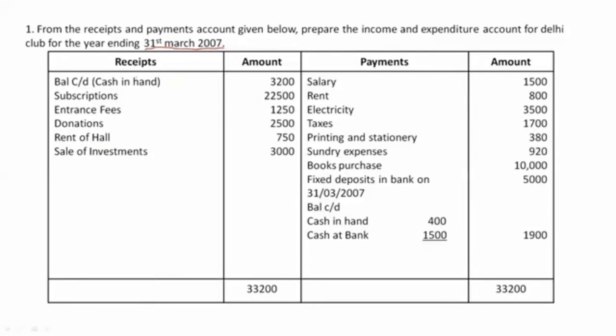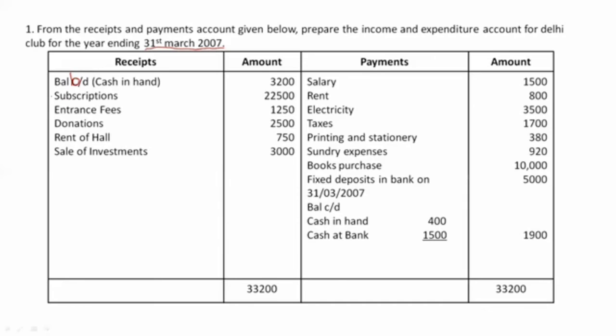You just have to remember 2 points: only current year transactions have to be taken, and items which are revenue in nature should be taken. Now let us refer to the receipts and payments account, with the help of which we will prepare the income and expenditure account. The first item on the receipt side is balance brought down, cash in hand. So the opening balance of cash is given. We will take it in the balance sheet, as cash is my asset. So right now we will not take it.